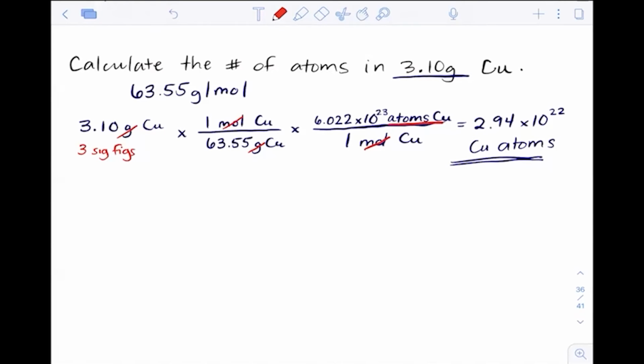3 sig figs, just to emphasize that sig figs are always important in these calculations. Again, conversion factors have an infinite number of sig figs. Don't ever look at those. Think about them as an infinite number of sig figs. They are an exact number. So just look at that measured value.